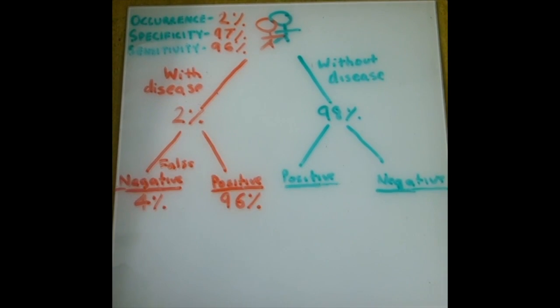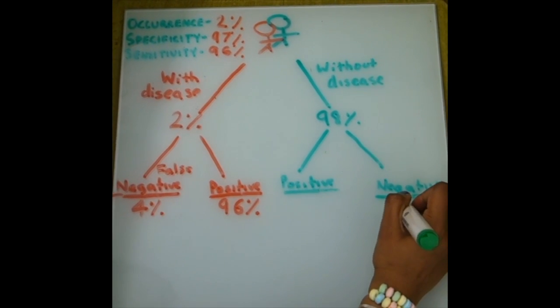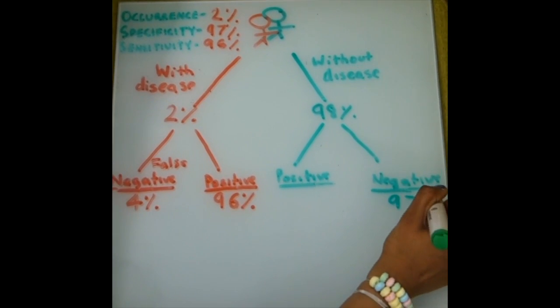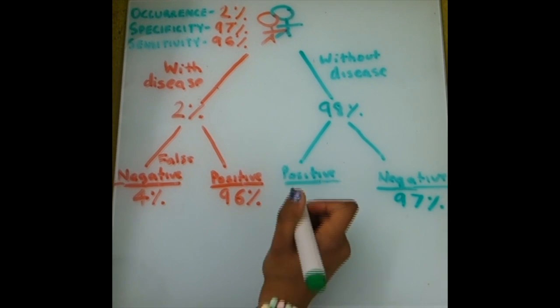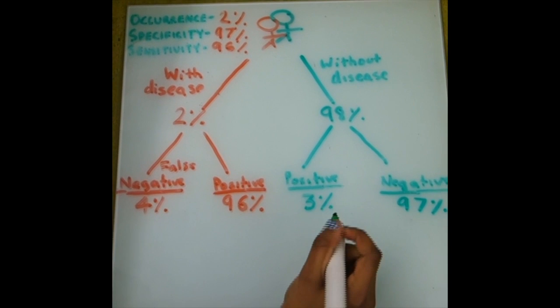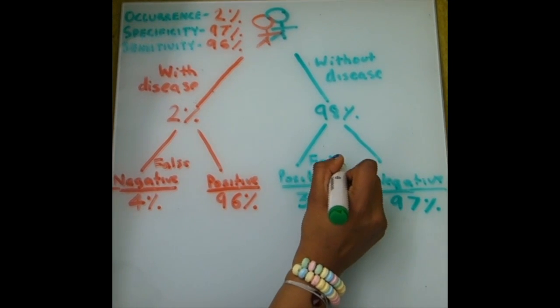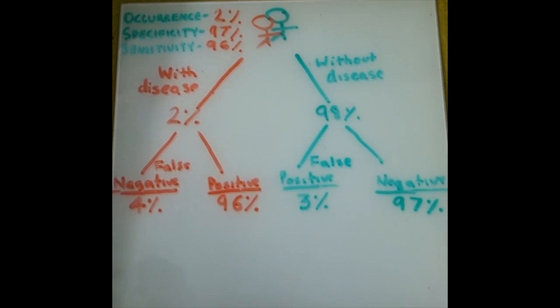Next, for people without the disease, the test should show up as negative, which the specificity figure tells us only happens 97% of the time. That means the other 3% of the time, it incorrectly shows up as positive, even though they actually don't have the disease. This conclusion is also incorrect and termed a false positive.